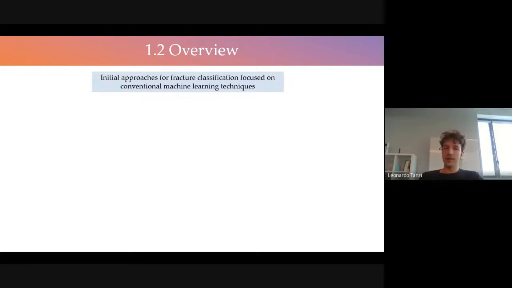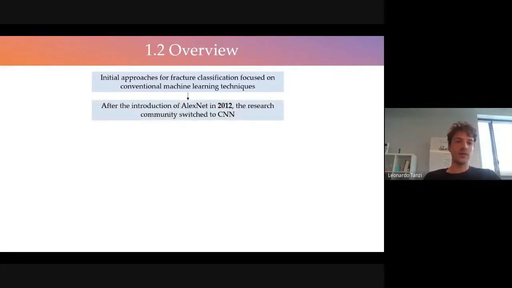So this is not a new idea. When we started this work, we first did a broad literature review, and initial approaches for this task focused on conventional machine learning techniques such as edge detection, Hough lines, something like that. But after the introduction of AlexNet in 2012, the research totally switched to CNN.